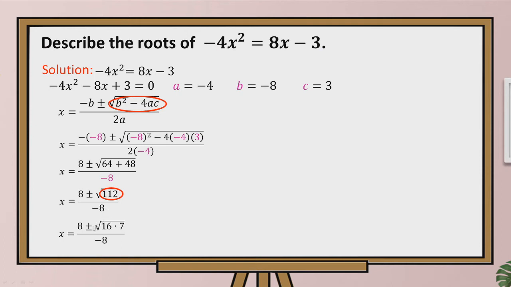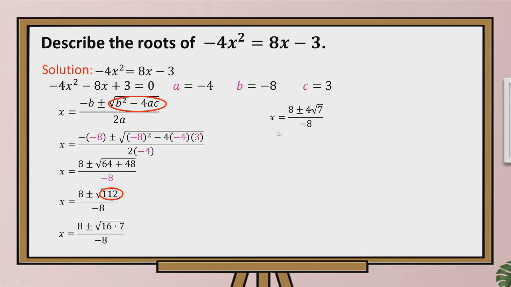So we have 8 plus or minus square root of 16 times 7. Since hindi perfect square ang 112, ang factors nito ay 16 times 7. At yung 16 naman ay isang perfect square. Kaya, pwede natin siyang kuhanan ng square root. So, the resulting equation will be this one. X equals 8 plus or minus 4 square root of 7. So, napalabas natin yung 16. Kasi square root ng 16 ay 4. Tapos, mananatili si 7 sa loob.